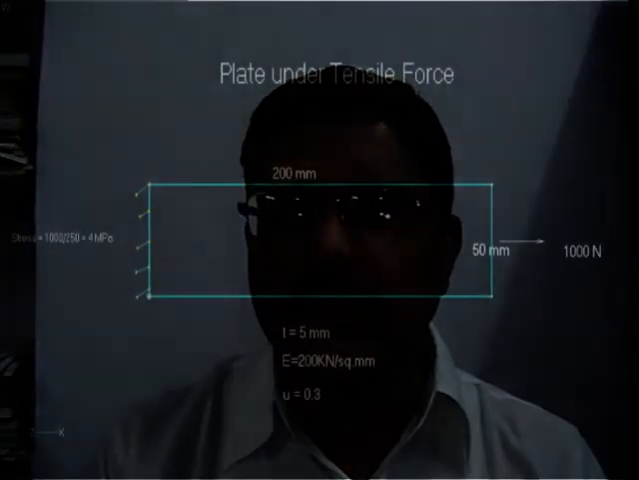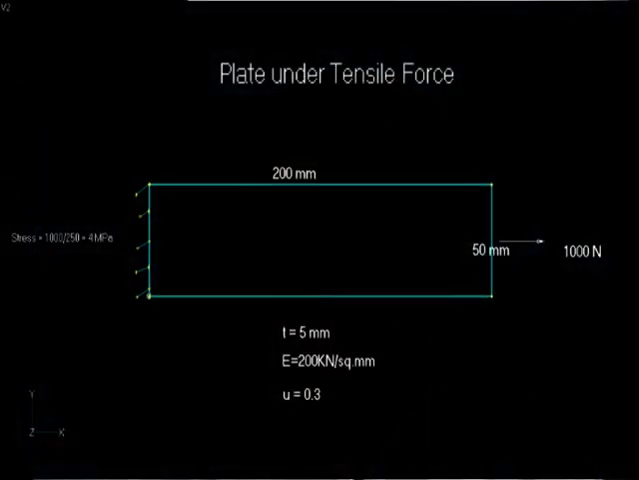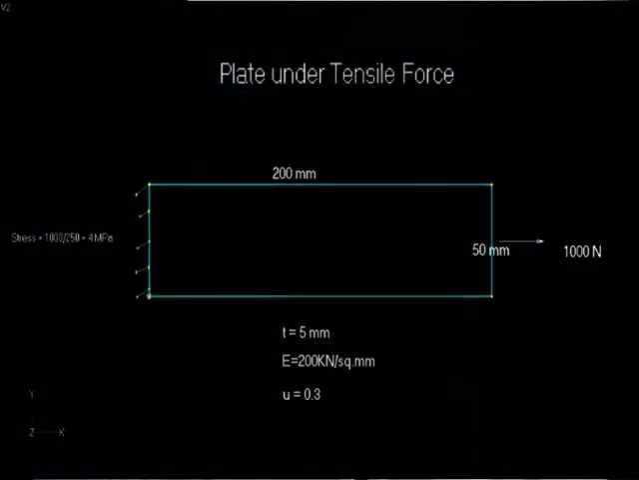Now, from the geometry of this particular plate, it's very simple to calculate the stress. The width of the plate is 50 mm and the thickness is 5 mm, so the cross-sectional area is 250 mm square. The load is 1000, so the tensile stress will be 1000 divided by 250, that is 4 Newton per mm square. We'll try to solve this particular problem using finite element analysis, and we'll see whether the software gives the same results or not.